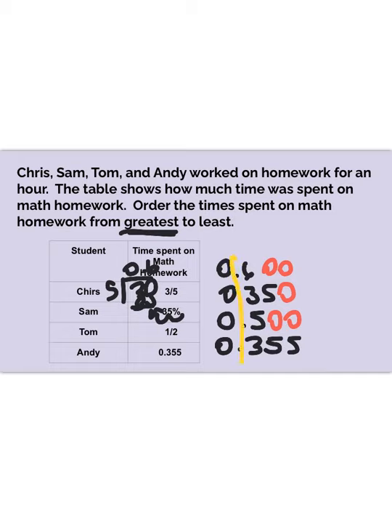I'm going to draw a line where my decimals are, and I'm just going to look at the numbers behind the decimal. I'm ready to put them in order. The largest number, or the greatest number presented, is Chris, so I'm going to put a C for Chris. The next one is 500, check, and that is Tom. The third one would be Andy, and then the smallest amount would be Sam. That is our order. When we write this, you could use inequality symbols, but more than likely they're just going to have you list the names in order.